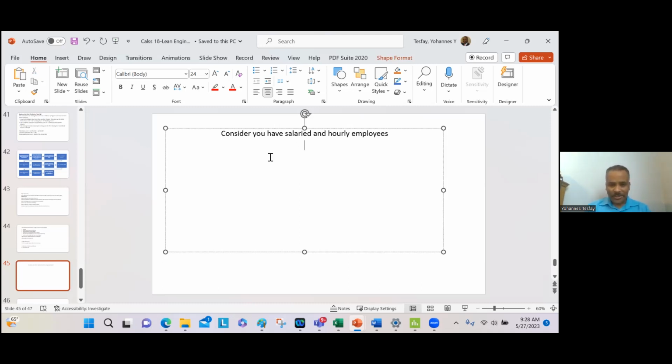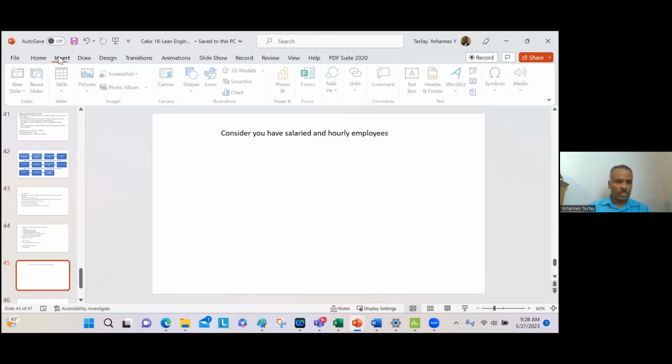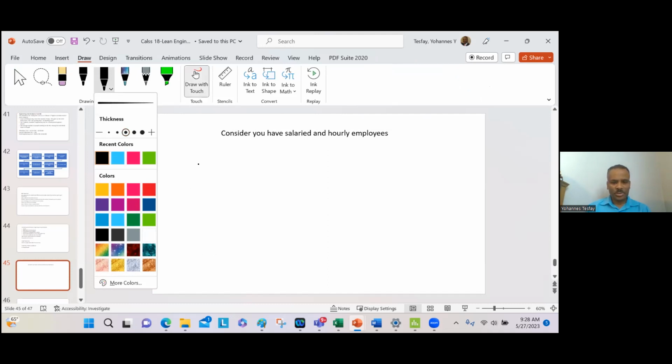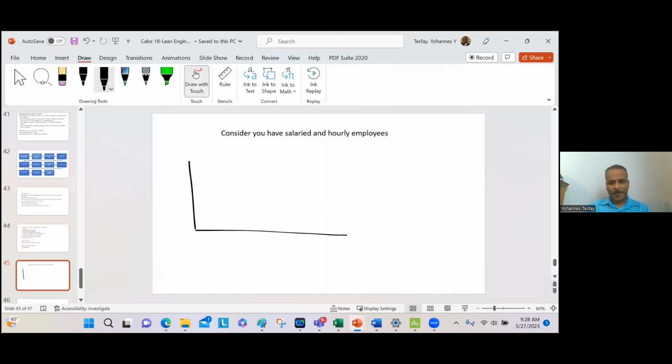Okay, so this is production quantity and this is salary. So it is constant, just like that. These are the salaried ones.